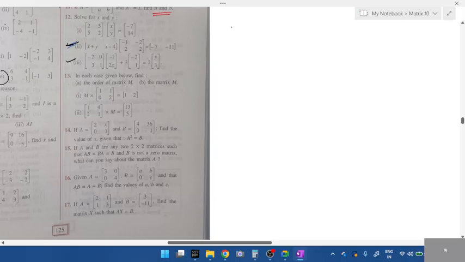13th question. Look at the 13th one. From the 13th onwards, now concentrate here. If I give matrix M, students, find the order of matrix M. The first question is we need to find the order of matrix M.